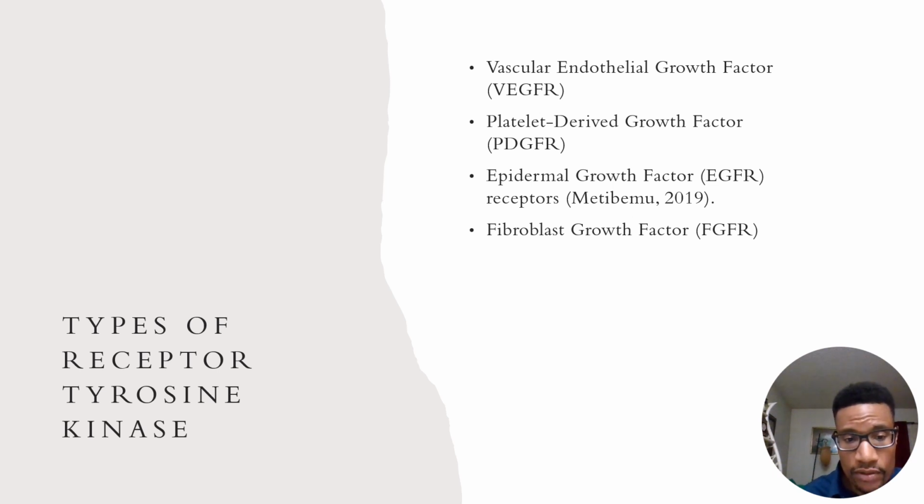So now let's talk about the types of receptor tyrosine kinase. First is vascular endothelial growth factor. Next is the platelet-derived growth factor, epidermal growth factor receptors, and then we have the fibroblast growth factor.